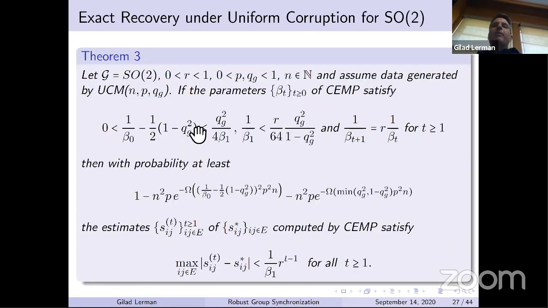So what the theorem says is that if you choose any probability p for the Erdos-Renyi graph, so if you want any sparsity of your graph, and any corruption level, so 1 minus qg can be as close to 1 as you wish, and then you generate data according to this uniform corruption model, and if you choose beta 0 and beta 1 in a certain way, and then have a geometric series for the rest, then with high probability, you still get this linear convergence of our estimated corruption levels to the ground truth ones.